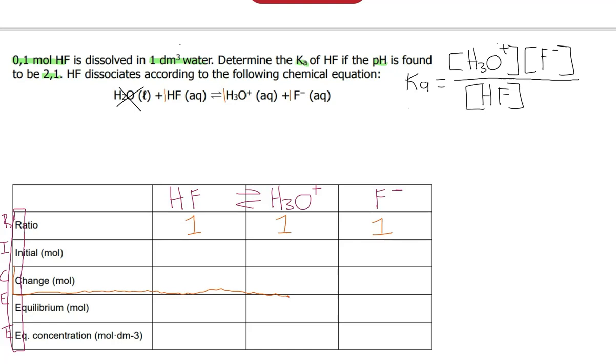And I'm going to demonstrate in just a second how we're going to use this mole ratio to figure out the change in mole. And it's always going to work like this. The change in mole is always going to take place according to the mole ratio that we just populated above. And then we're going to have a look at the initial mole.